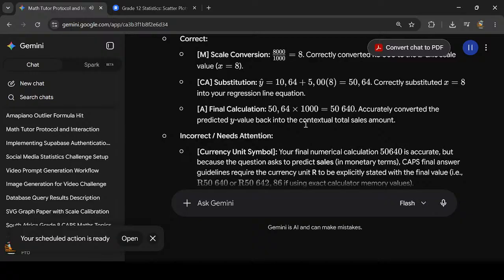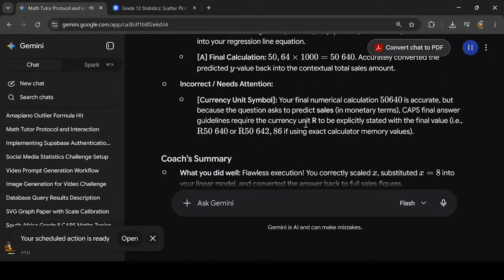Correctly substituted x equals 8 into your regression line equation. Final calculation: 50.64 times 1000 equals 50,640. Accurately converted the predicted y value back into the contextual total sales amount. Incorrect, needs attention: currency unit symbol. Your final numerical calculation, 50,640, is accurate.